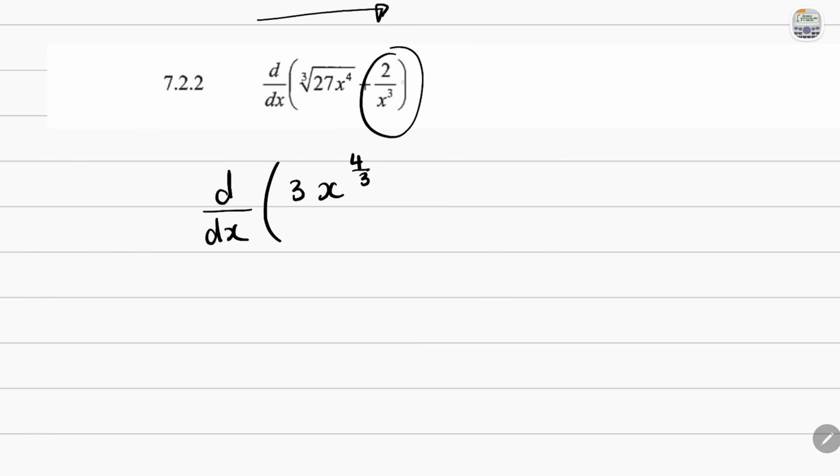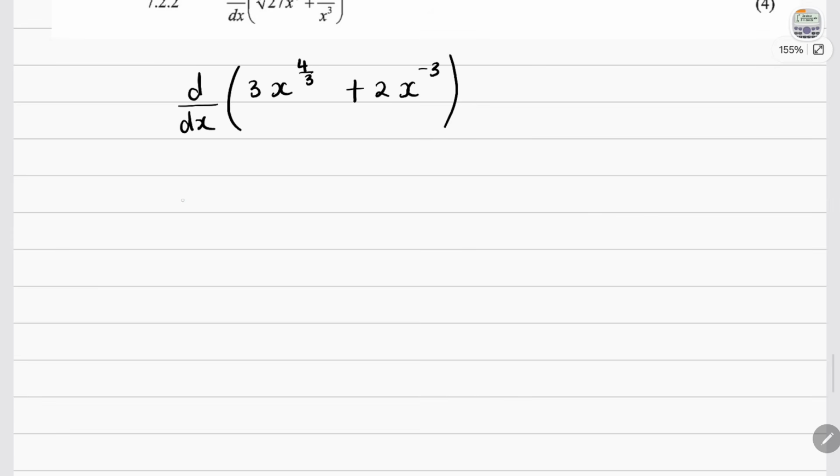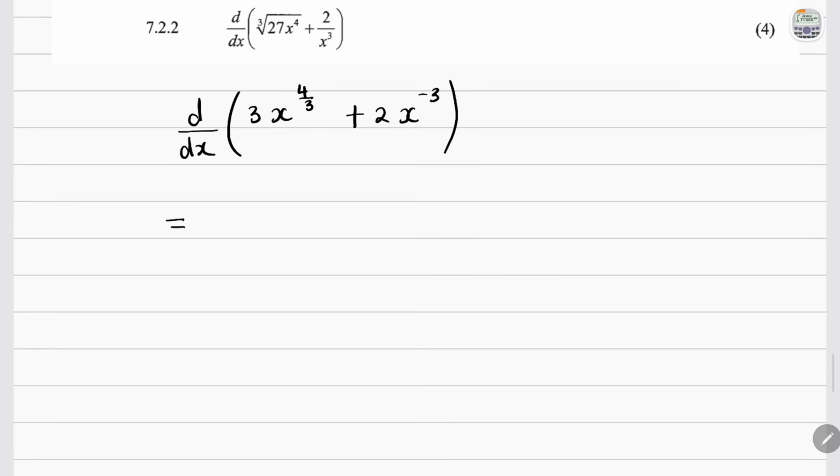And then we have this one. The only problem here is that the x is in the denominator. So we're just going to move it up. So it's going to be positive 2, and then we have x. But now when you push it up to the numerator, the exponent becomes negative. And now we are ready to derive. So we can just say is equal to, and then let's go.